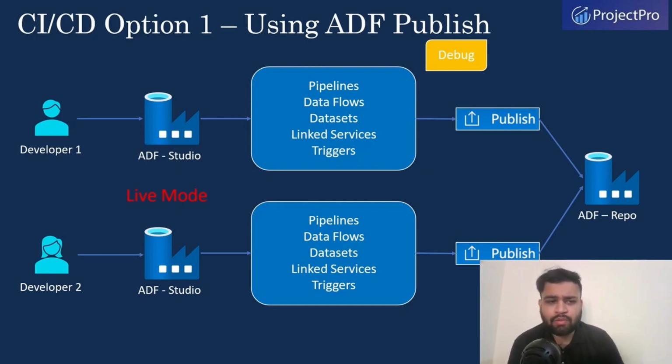So let's say we have two developers working on the same Azure Data Factory resources in live mode. We are using the same resources here and using Publish to publish all those changes in our Azure Data Factory repository. But in this case, there is no version control involved. So these developers cannot work collaboratively and we cannot maintain a version of their work, so that it could be reviewed and then published if their work is satisfactory. But we can do that using the Git integration.